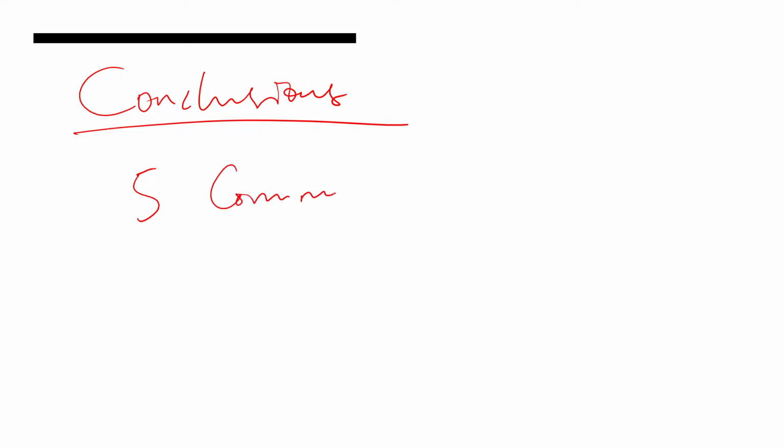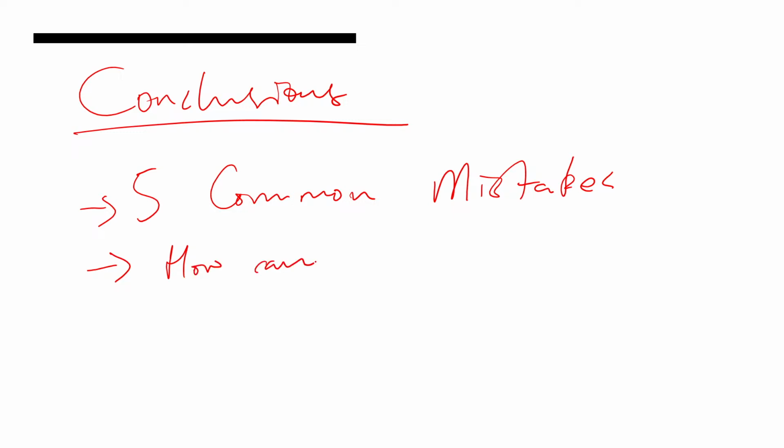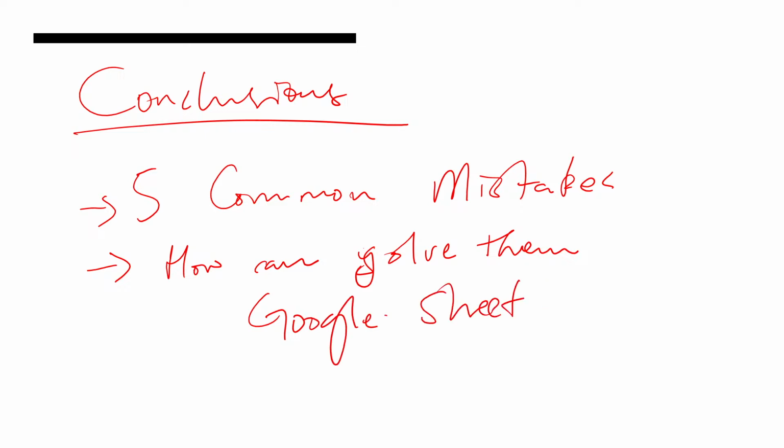So in conclusion, we have common mistakes. There are so many mistakes that can be made in regards to tax, but also we have just highlighted how you can solve them. First of all, if you are failing to separate personal and business finance, go in Google Sheets and create a worksheet or a workbook where you record your transactions for your business, especially cash transactions.